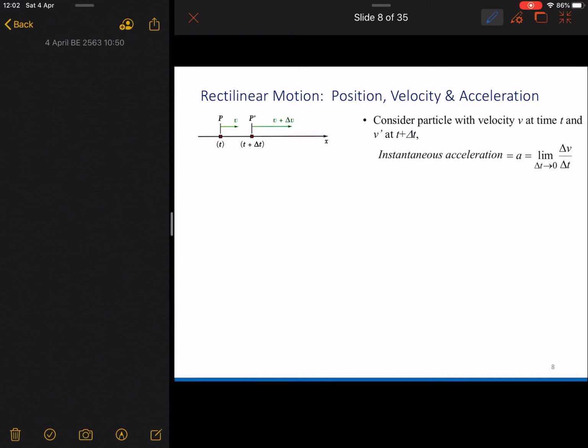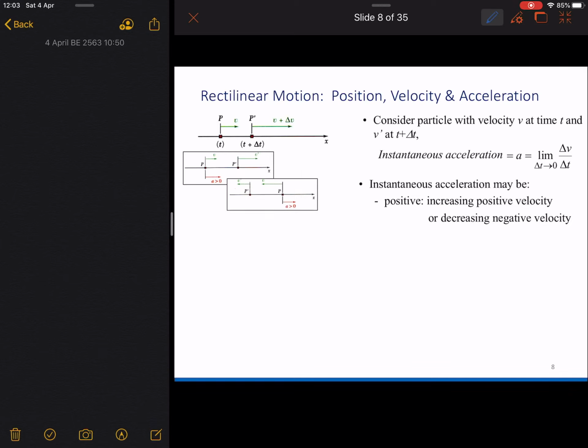Next is acceleration. Acceleration is similar to the relationship between velocity and displacement. You remember velocity and displacement? The velocity is just the change of position in specific times. Also the same for acceleration. Acceleration is also the change of velocity in certain times.